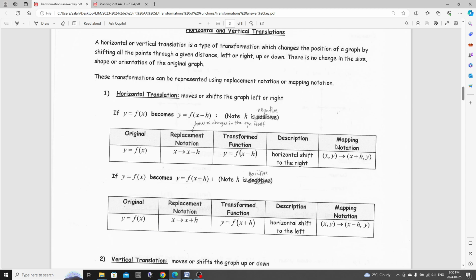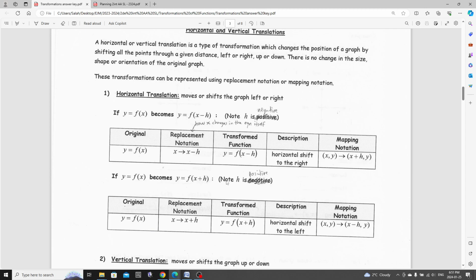Now, mapping notation just means what happens to the coordinate. So what happens to the xy coordinate? Well, this is a horizontal translation, so we know that the y coordinate is not going to be changing. The only thing that's changing is the x coordinate. And if we're shifting any point on a graph to the right by h units, then that means you're going to have to take the x value and add on h units.